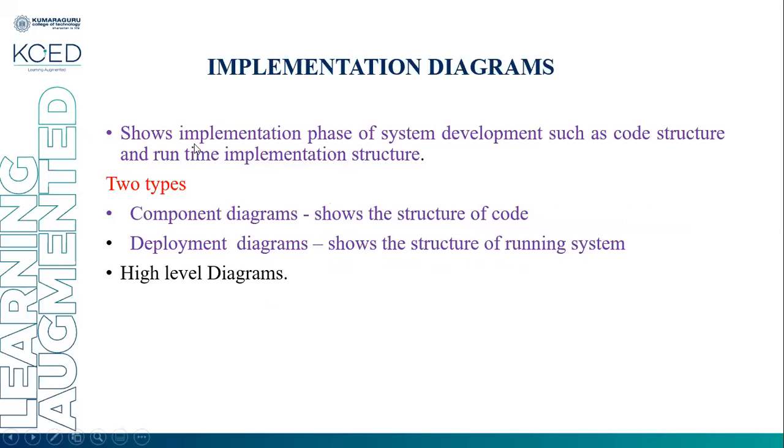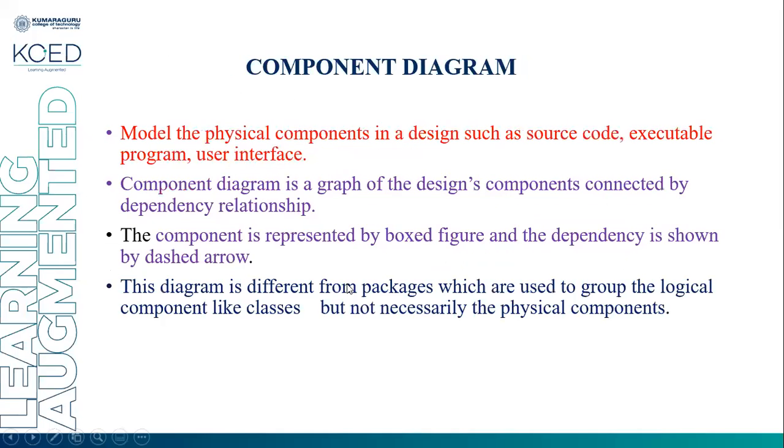Implementation diagrams show the implementation phase of system development, such as code structure and runtime implementation structure. There are two types. One is the component diagram, which shows the structure of the code. Another one is the deployment diagram, which shows the structure of the running system. So these diagrams are known as high-level diagrams.